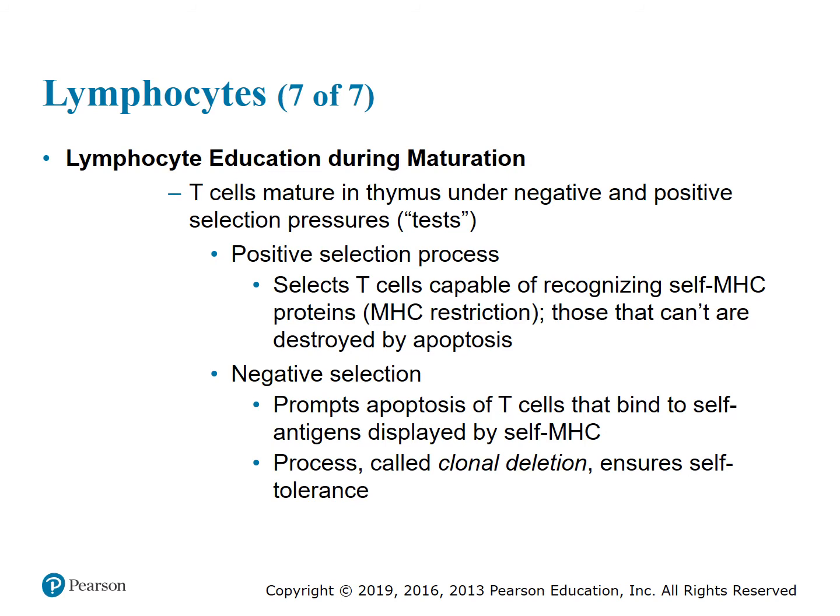Lymphocyte education during maturation. So T cells mature in the thymus under negative and positive selection pressures. These are called tests. Positive selection process selects for T cells capable of recognizing self-MHC proteins. Those that can't are destroyed by apoptosis. Negative selection prompts apoptosis of T cells that bind to self-antigens displayed by self-MHC. And the process is called clonal deletion, which ensures self-tolerance.